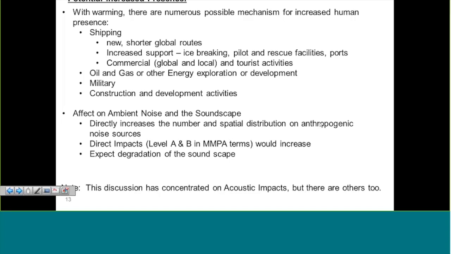You would also expect increased energy exploration, and that has a set of noise all to itself, increased military activity, increased construction. All of those man-made activities add to the ambient noise.